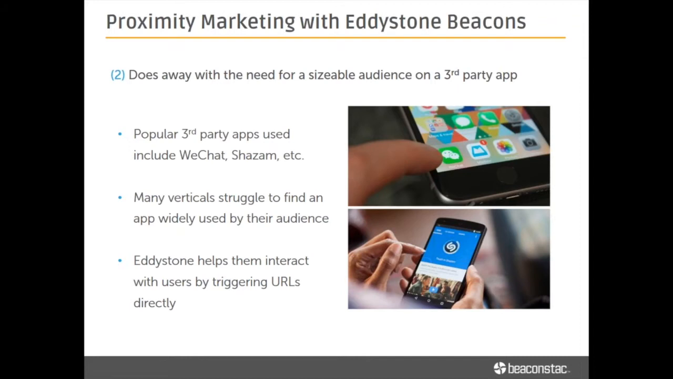In case of iBeacon, what we've seen is, brands that don't have their own app, or even if they have their own app but don't have a sizable audience base, they try to use a third-party app such as Shazam or WeChat so that they can reach out to a large audience base. Eddystone solves this problem as well. You don't really need to use any other app. The Chrome browser app is pre-installed on most of the phones out there, especially Android. So you don't really need to use any third-party app. You can just reach out to customers whenever you want to.